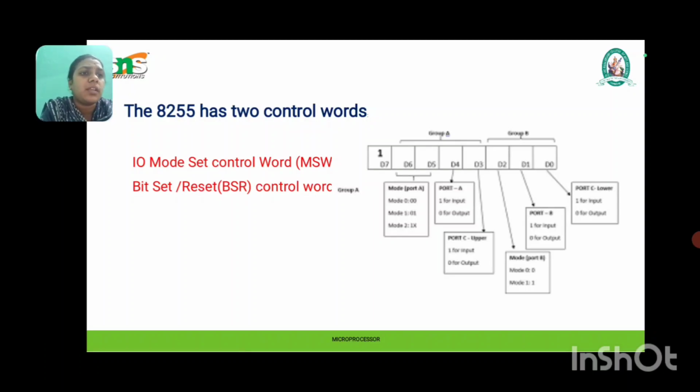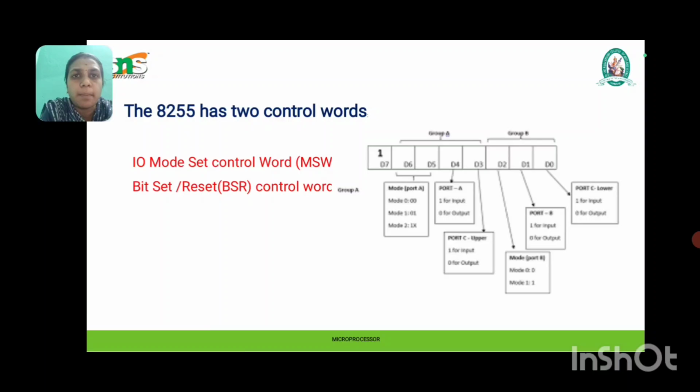The control word bits are D0, D1, D2, D3, D4, D5, D6, D7. D0 is port C lower, where 1 is input and 0 is output. D1 is the port B pin, 1 is input, 0 is output. D2 selects mode 0 or mode 1. And D3 is port C upper.